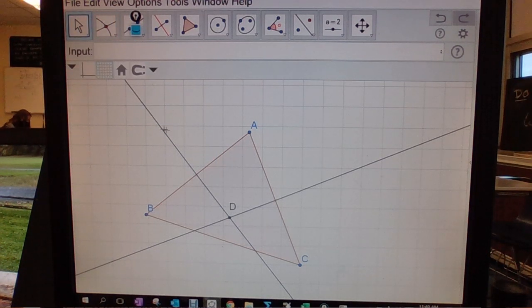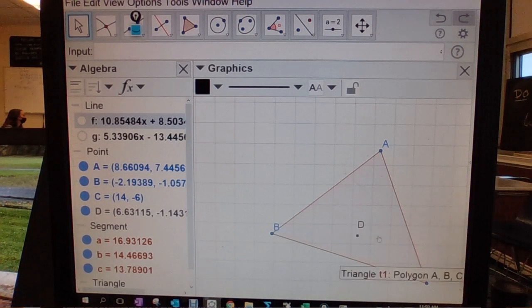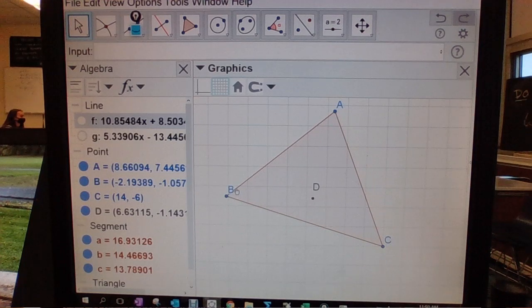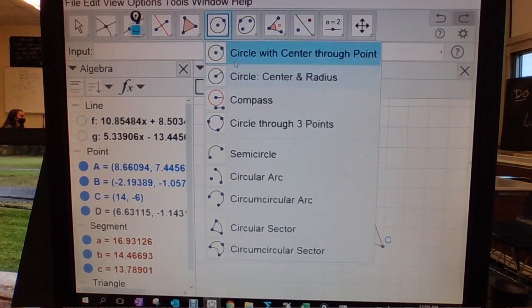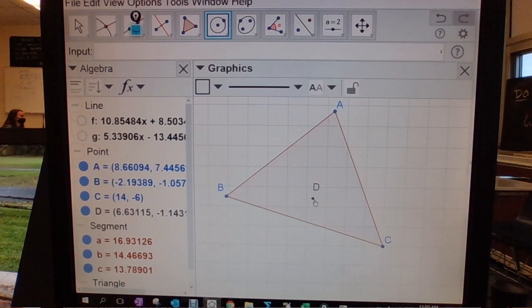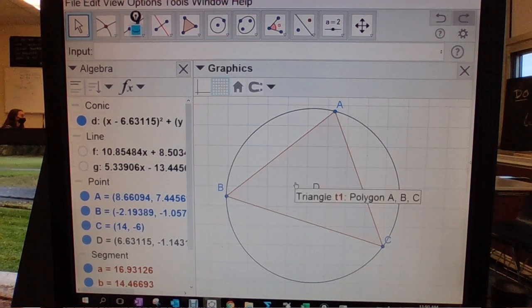And that point is the location that makes the distance from A to that point the same as B to that point as it is C from that point. Okay, so that is the point that is equidistant from all three vertices. It will allow us to create a circle that contains all three vertices of the triangle. Okay, so every single triangle has one of these. So that is the circumcenter for this situation.